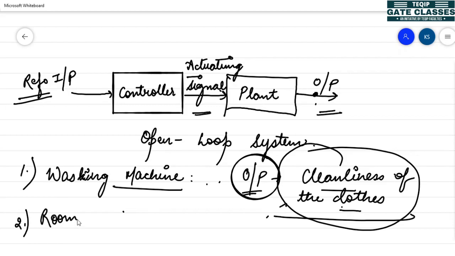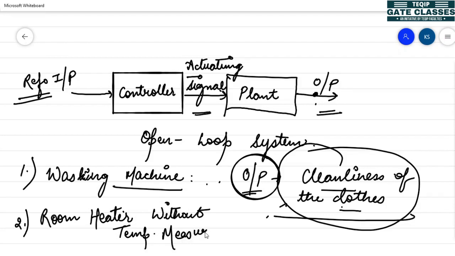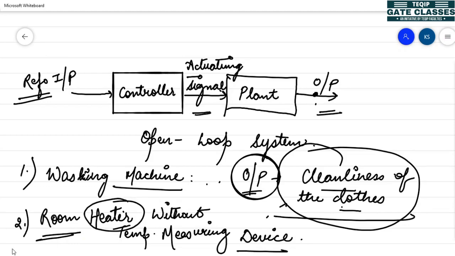Similarly, if I am having a room heater without temperature measuring device, then this is also an example of open loop system because it has to do the task of heating the room only without taking the actual measurement of the room temperature. So it is also an example of an open loop system.